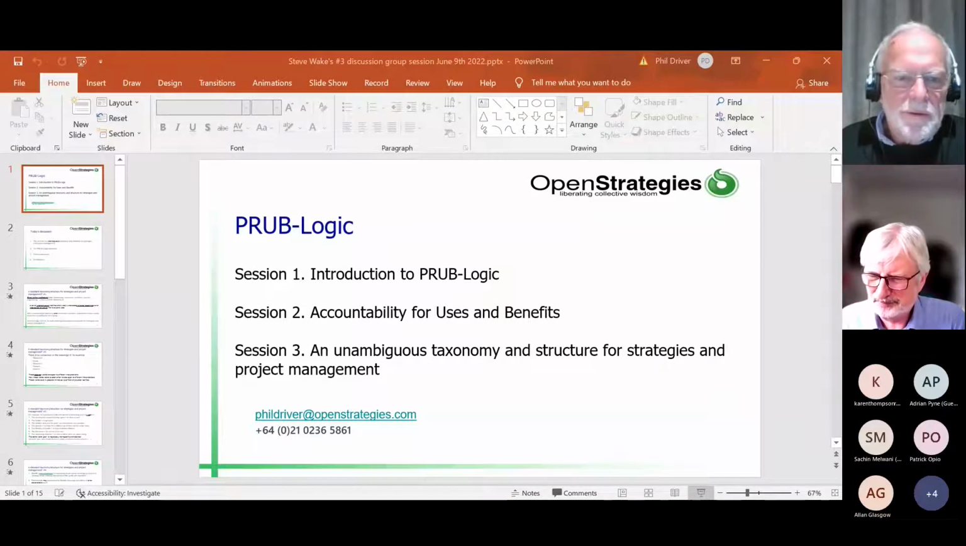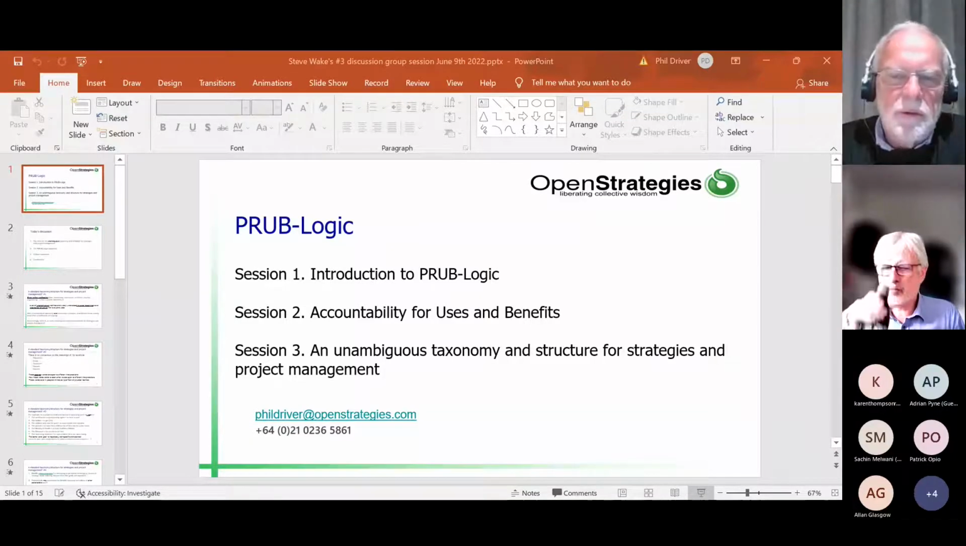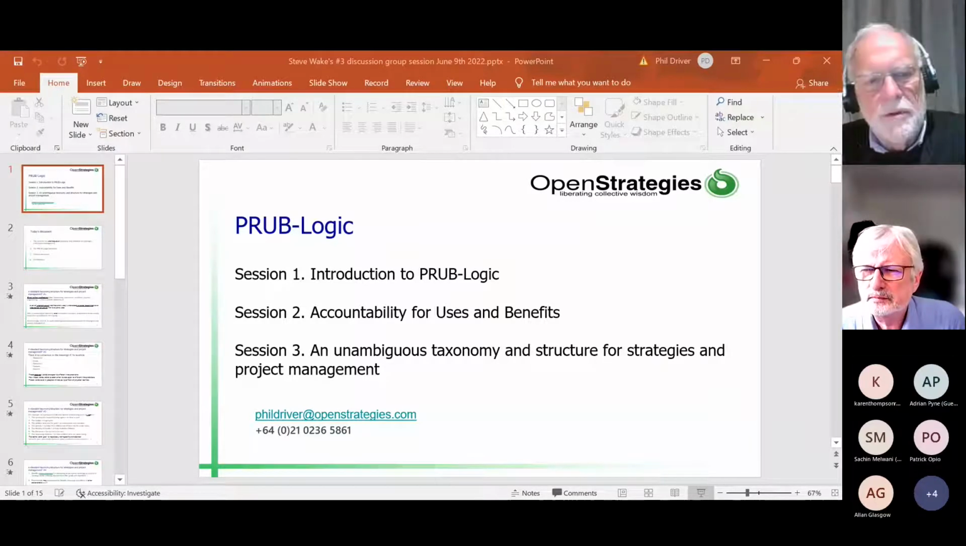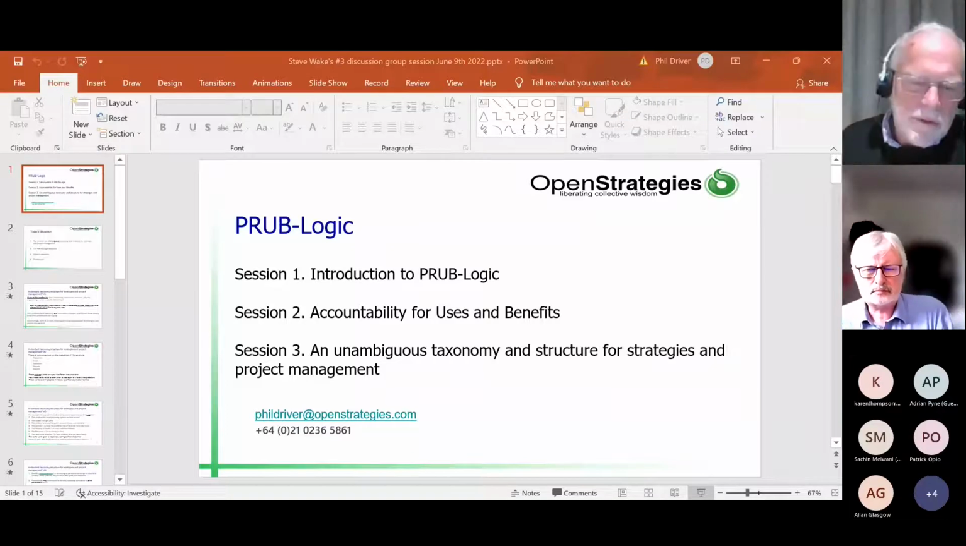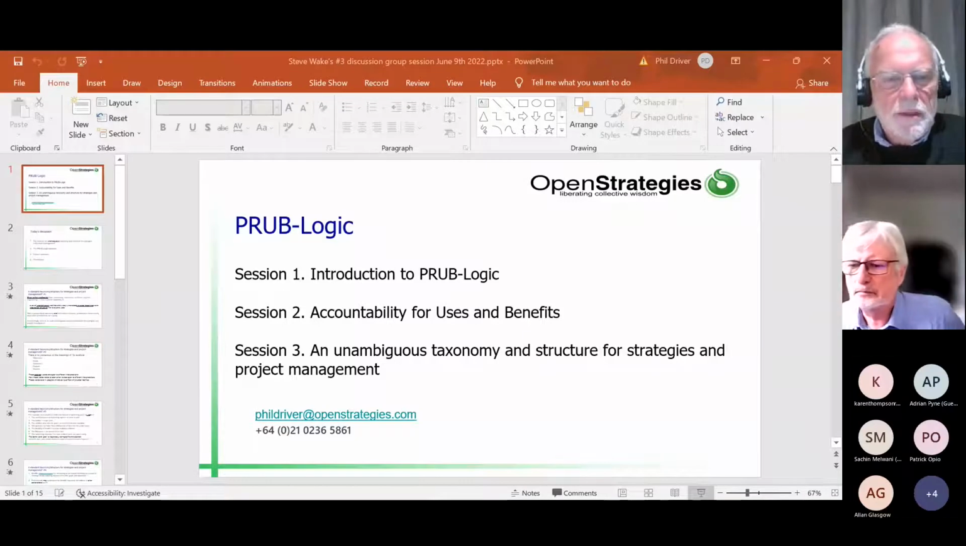Try. So today, what I wanted to go through was these 4 points: the need for an unambiguous taxonomy and structure for strategies and project management, touch briefly on our PRUB-Logic taxonomy, run through a few questions and reach a few conclusions, and hopefully we'll agree on the conclusions.